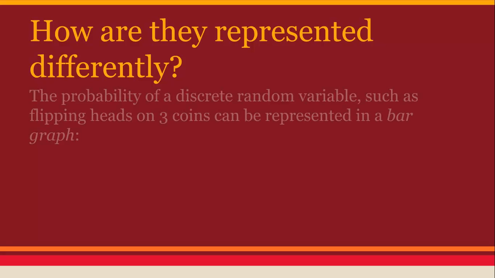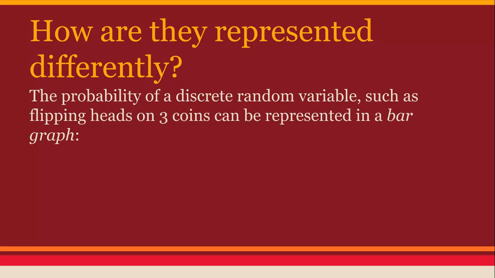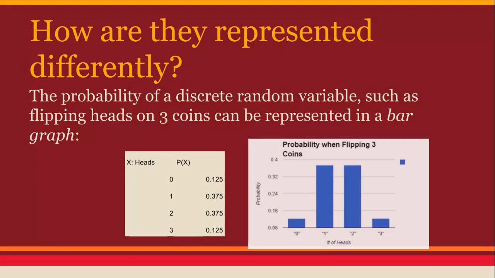How are they represented differently? The probability of discrete random variables, such as flipping heads on 3 coins, can be represented in a bar graph. So something looking like this. And so the outcomes of the number of heads are definitely separate. We've got one category versus the other. So this is what we call a bar.